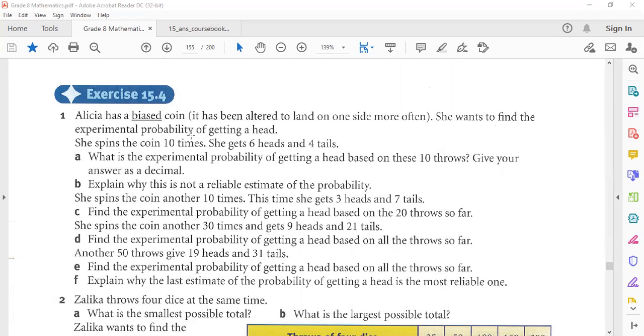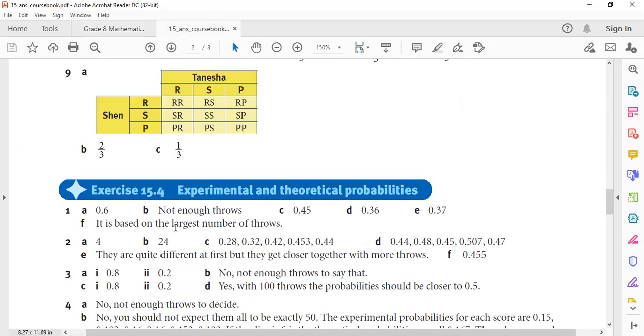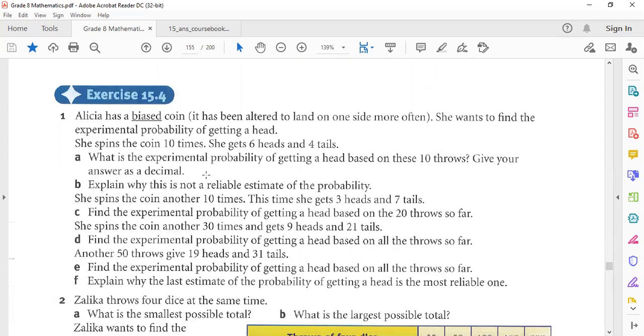So the total is 10. You want to get the head, so 6 by 10. So you will get your answer, that is equal to 0.6, because we just need to write 6 by 10 here, that is equal to 0.6.